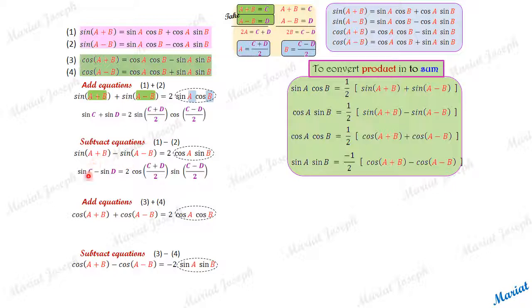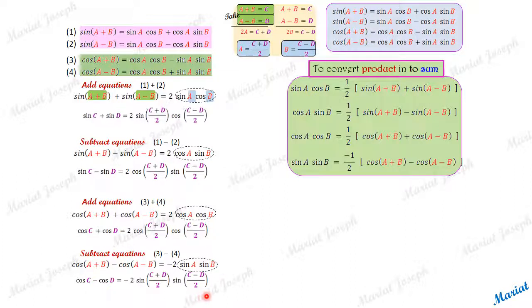It will turn into sin C minus sin D equal to 2 into cos A, where A is C plus D by 2 and B is C minus D by 2. Another conversion. Two terms converted into a single one. Factorization as such. Third one will turn into cos C plus cos D, where A plus B is C and A minus B is D. That is the assumption we have made. So the RHS would be 2 cos C plus D by 2 cos C minus D by 2. And the last one will be cos C minus cos D equal to minus 2 sin C plus D by 2 sin C minus D by 2.